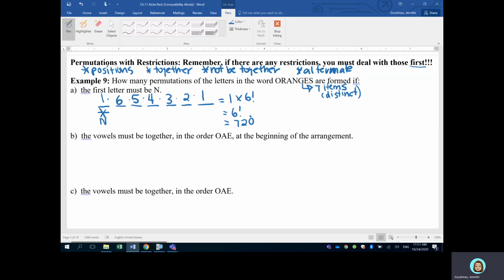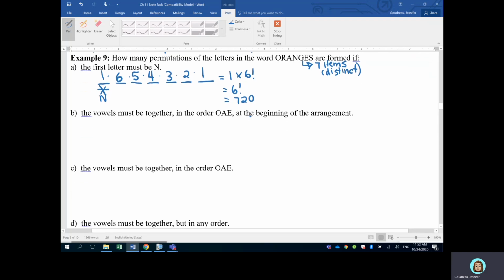Part B, the vowels must be together in the order O, A, E at the beginning of the arrangement. This question has 3 restrictions. Restriction number 1 is that the vowels have to be together. The second restriction is that the vowels have a particular order. And the third restriction is that the vowels have to be at the beginning of the arrangement. So let's deal with each of those restrictions.